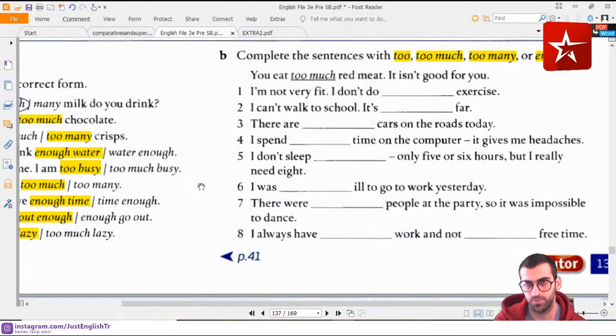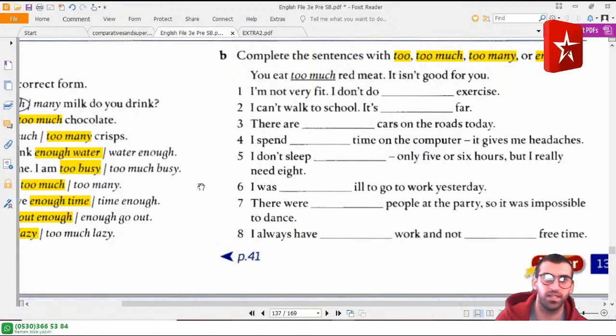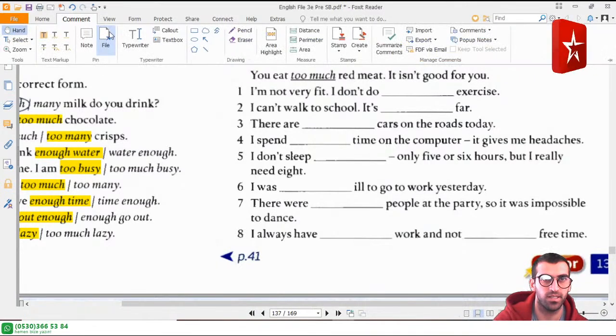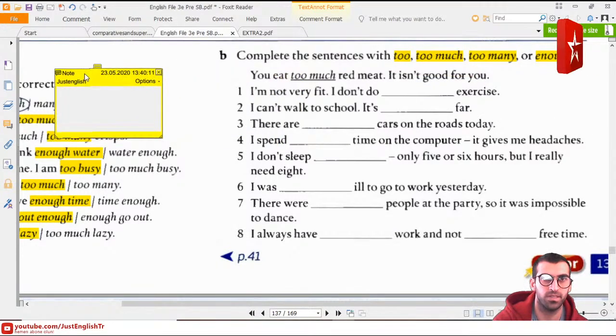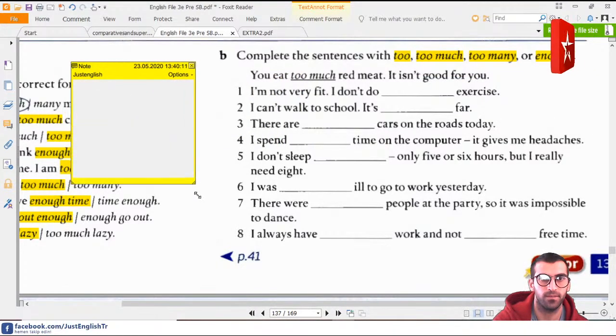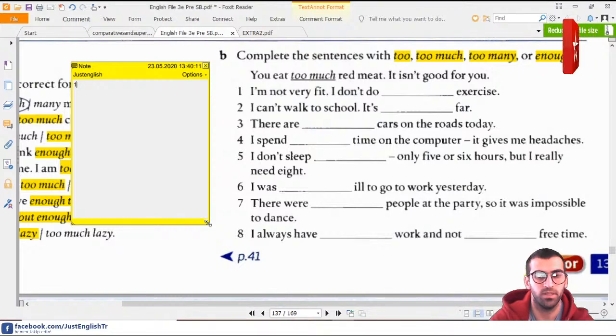Azime says much, but Azime, we don't use much after a verb. We have a verb. Too much or much. I don't do enough exercise. Yes, enough exercise is a correct answer for this sentence. Number 1 is enough.